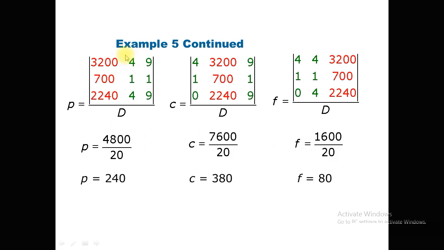So here the determinant value of dp is 4800, the determinant value of dc is 7600, and the determinant value of df is 1600. So dividing these results by 20, we obtain the value of p is 240, the value of c is 380, and the value of f is 80.